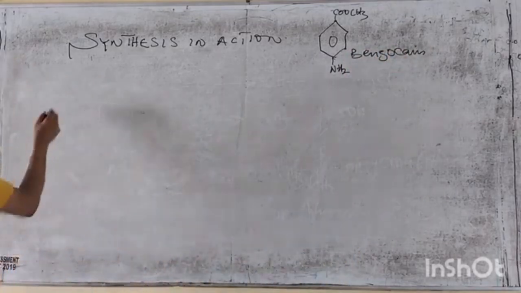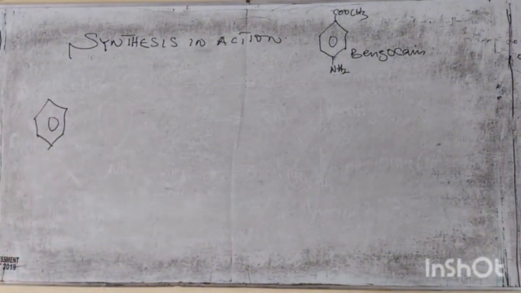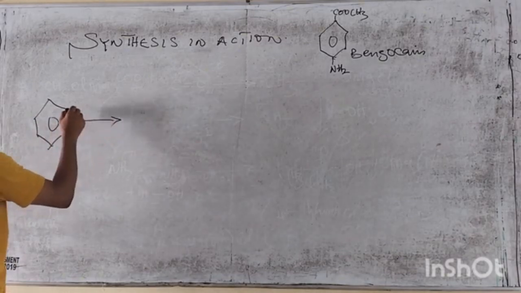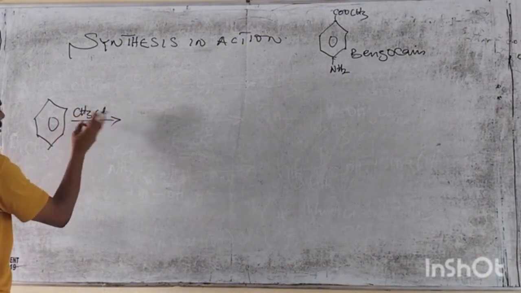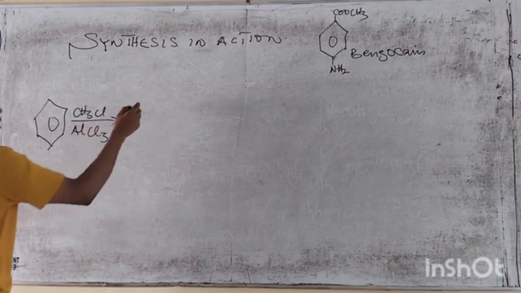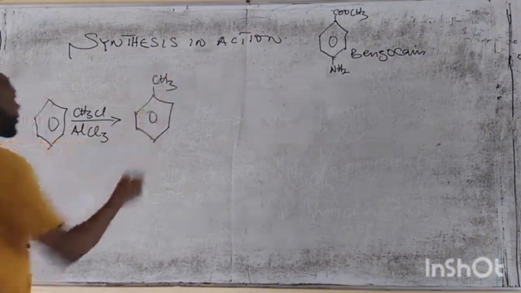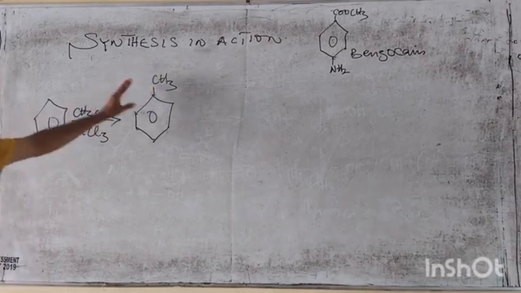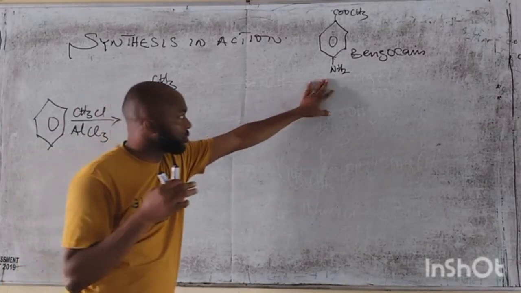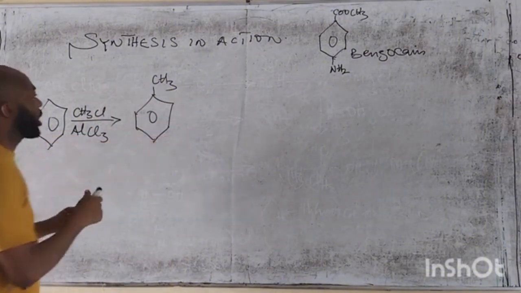Alright, I'll start from benzene. So this is my benzene. I will first go with methylation, which is CH3Cl. I have my aluminum trichloride here. This will give me CH3. This is my first guy. And this I have gotten. I have to bring in an amino group. And I can't get an amino group directly, so I have to bring a nitro group first, which I will be converting to amino. So I'll have to move further.